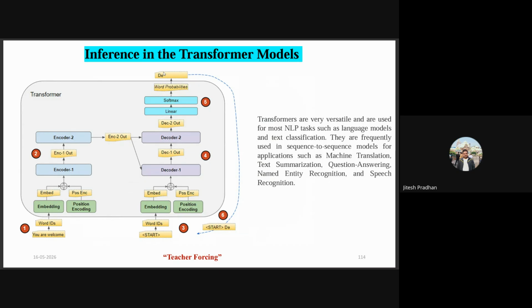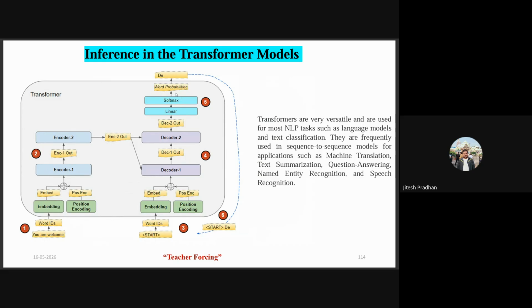Now it produces "day". This "day" will be given as an input again. Earlier it was only start; now in the second iteration it will be start and day both. Start and day both will generate embeddings, positional encoding will be generated, and again it is passed to the decoder.